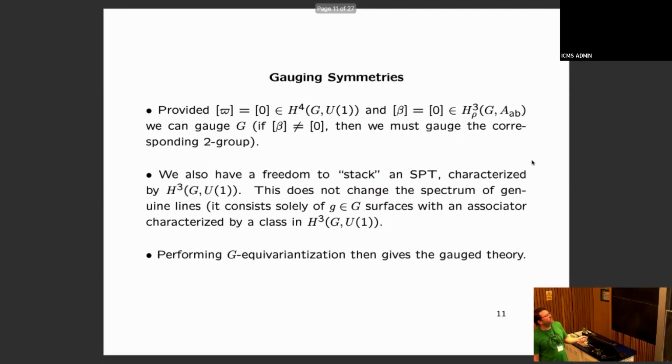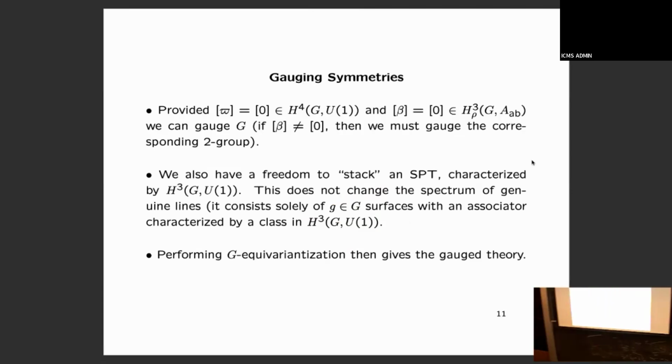Okay, and in this case, if omega is trivial in H^4, and if beta is trivial in H^3, then we can gauge G. And if beta is non-trivial, then we can gauge a two-group. What does it mean? Sorry, I'm asking all the questions. No, that's great. What does it mean to gauge? Oh yeah, I'll get to gauging in a second.